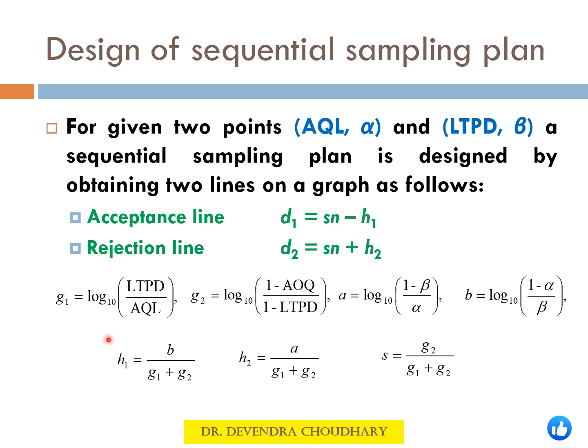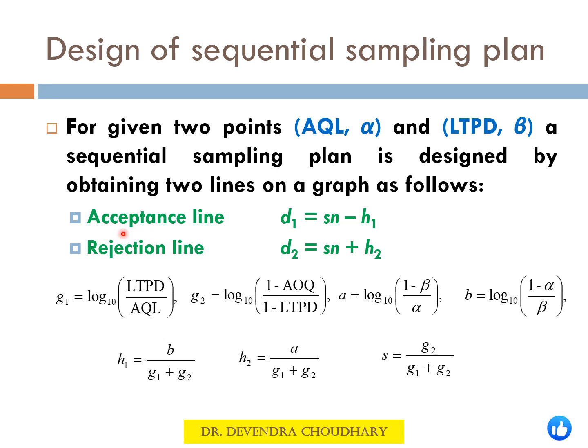So after finding these ratios, we have H1, which is the ratio of B to the sum of G1 plus G2 values, and H2 equal to A upon G1 plus G2, and S is equal to G2 upon G1 plus G2. By using these values of S, H1 and H2, we get two lines.